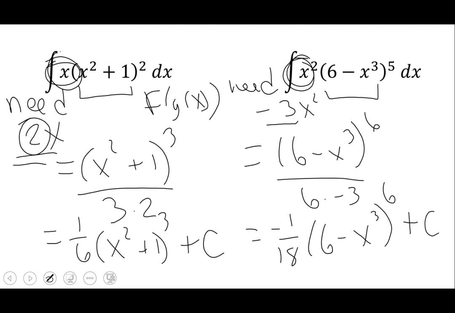A little simplification, negative 1 over 18, (6 minus x cubed) to the 6th, and of course, try not to forget the plus c. If you are feeling like you are understanding what's going on, again, you might want to pause this video, go ahead and try the next 4 problems, and then when you're done, come back and make sure that you've done them correctly. If you feel like you need some additional practice, then let's just keep going.